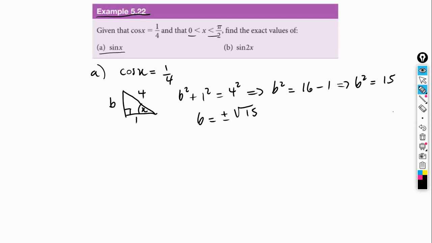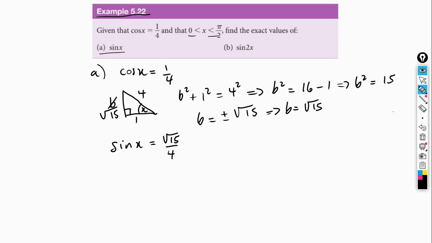But notice that the problem says x is between 0 and pi halves, which is the first quadrant. So we're going to be dealing with positive values only. Okay, so that means b is equal to the square root of 15. So that's going to be this side here, square root of 15. And then, using the fact that sine of x has to equal opposite over hypotenuse, that means that sine of x is equal to the square root of 15 divided by 4.